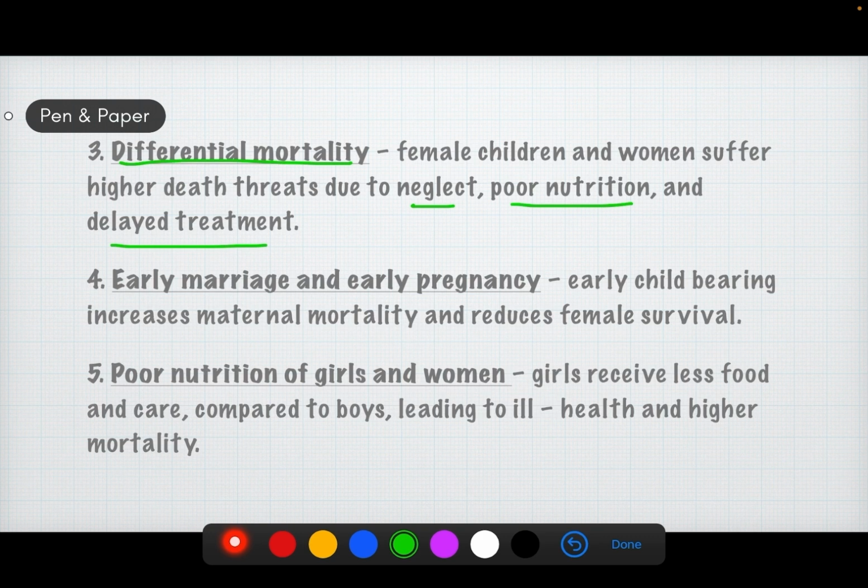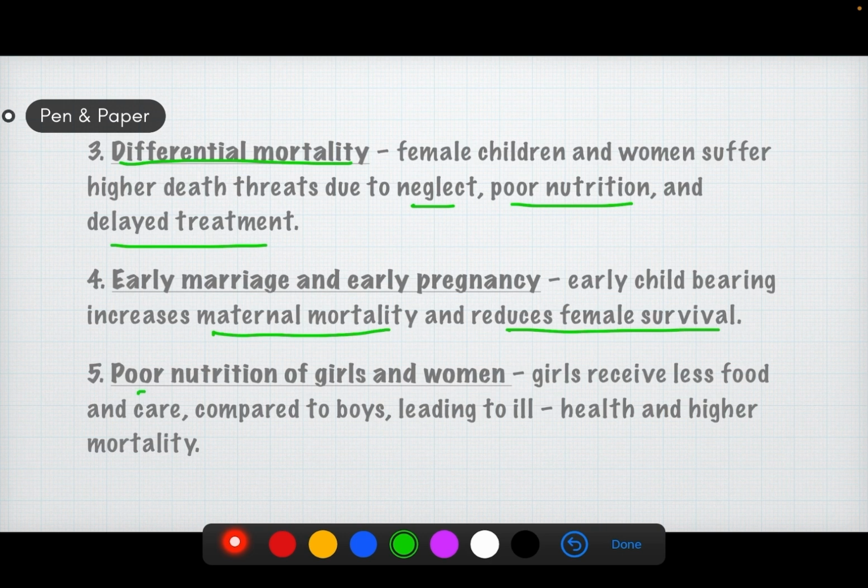The girl child usually suffers more neglect than the boy child. Fourth, early marriage and early pregnancy. Early childbearing increases maternal mortality and reduces female survival, hence affecting the sex ratio.